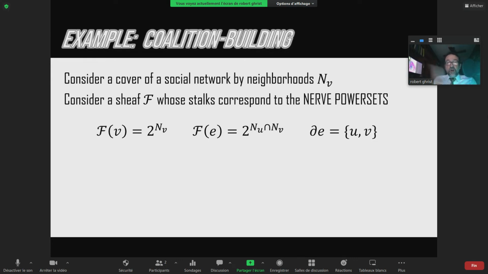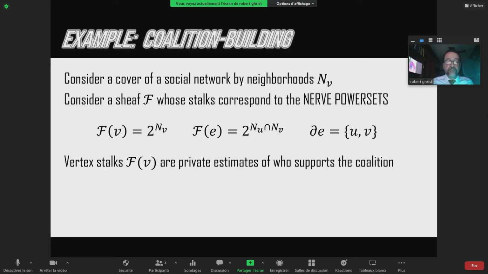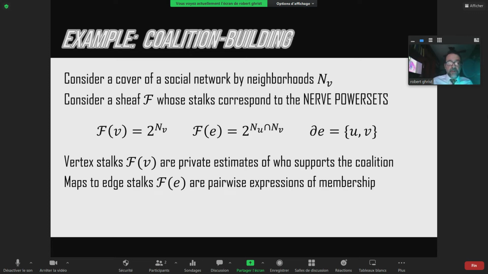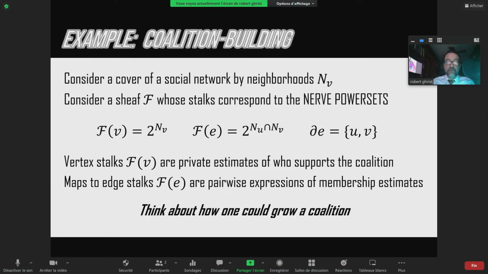If I'm talking to you and I know my people and who might be on board, and you know your people and who might be on board, and we know some people in common, we can compare what we think in terms of the people we know in common and then try to come to some sort of consensus. So maybe the vertex stalks are private estimates of who's going to support the vote. And then the maps to the edge stalks are expressions. Oh, I think this person's going to be on board.